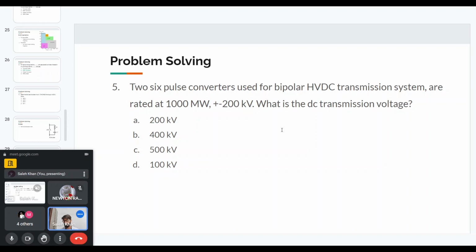So, what do you think is the answer to this question? C. So someone is saying C, which is 500. So how do you get 500? So we have plus minus 200 kilowatt.